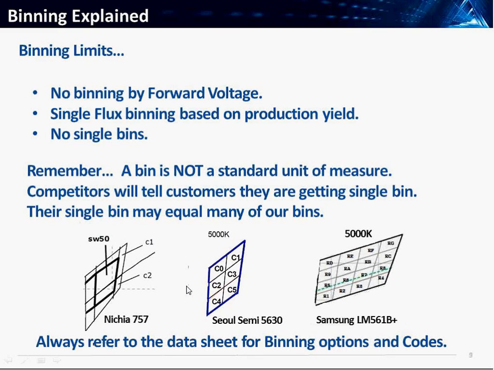Well, here's Samsung's 5630, and you can see they only offer 6 bins inside the ANSI standard, versus 16 now inside the 5000K. What that means is we're able to get more precise color, so you can do a better job of color matching and mixing, and customers have a lot tighter color results on their product. So let's refer to the data sheet for the actual binning options and codes.